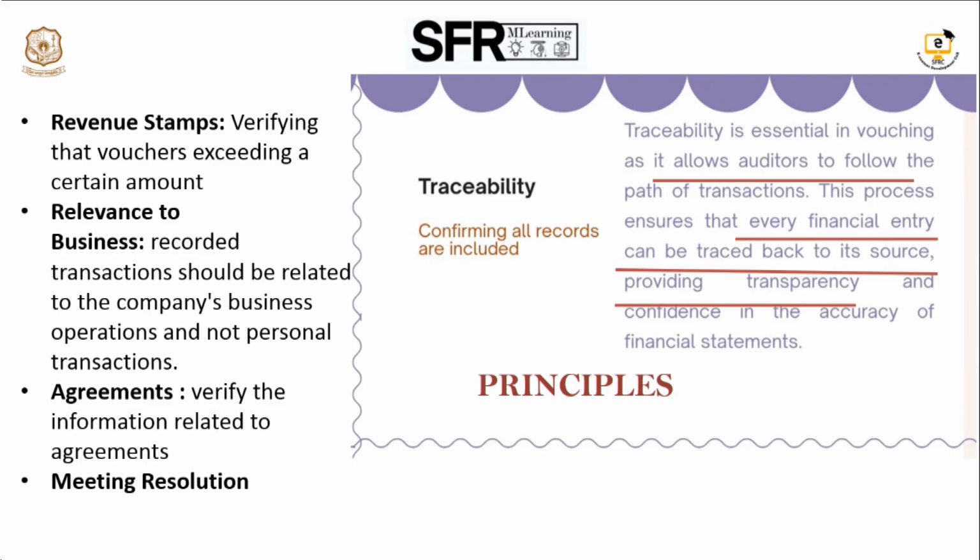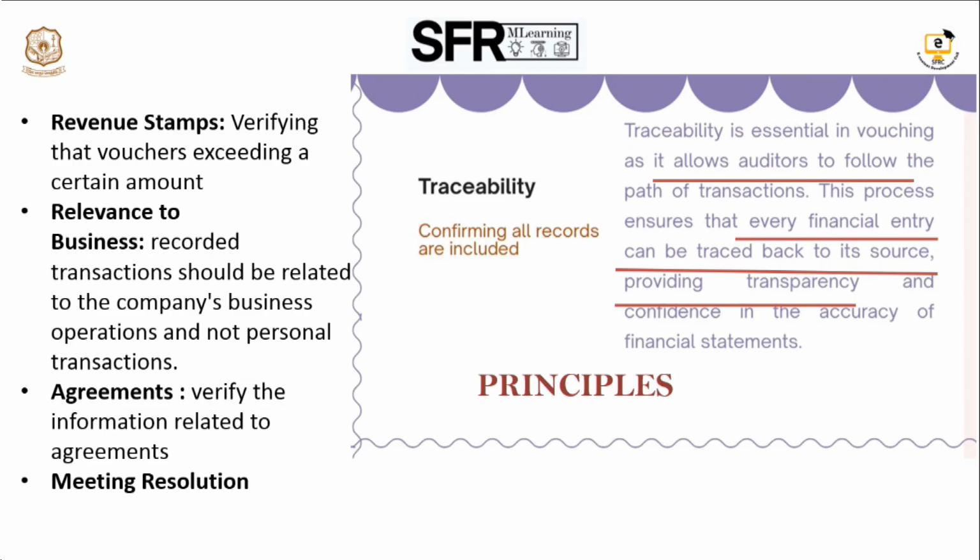And the second example we can take is relevance to business. All the entries should be relevant to the business transaction, and not any personal transaction of the company, of the person, the director, or even a partner, should be entered in the business transactions. So there should be a separation. And the agreement: if any agreement is made in the company, that should be verified with the proper documentation. Who has entered into the contract will be verified in the transparency or the traceability.